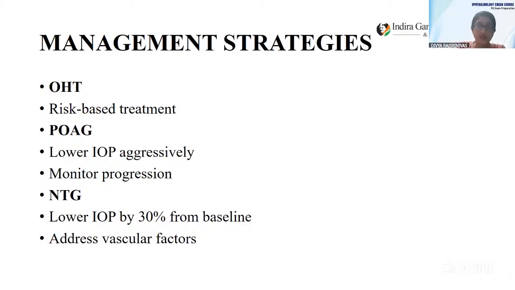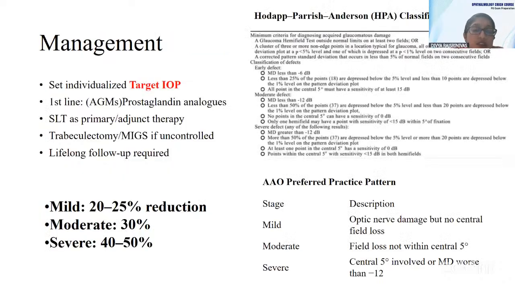high risk factors. And in primary open angle glaucoma, obviously you have to start the patient on anti-glaucoma medications, lower the intraocular pressure and monitor the progression. And for an NTG, you have to address the vascular factors as well. So always set a target intraocular pressure. So in the exam, they can ask you, what do you mean by target IOP? The pressure at which the RNFL damage is retarded.